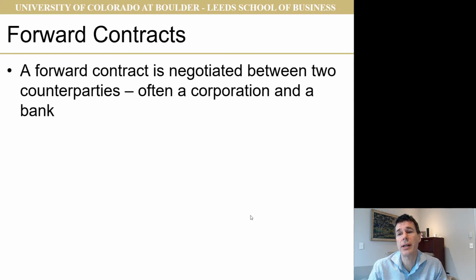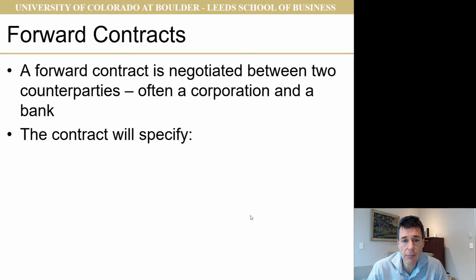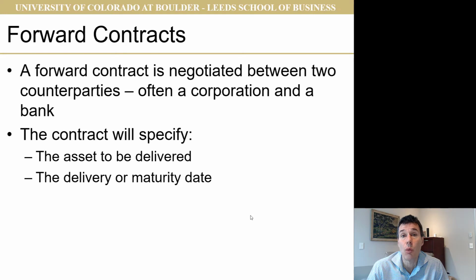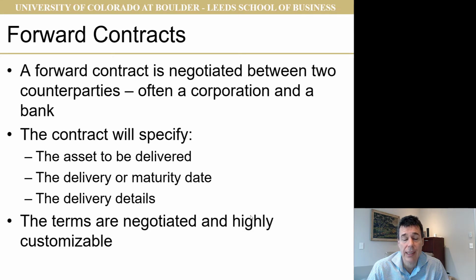So a forward contract is negotiated between two counterparties. It's often a corporation and a bank, but it might be two banks, it might be two corporations, but two counterparties. And the contract specifies what's going to be delivered, when it's going to be delivered, how it's going to be delivered, and of course, at what price. Now, the terms are negotiated between the two counterparties, and they can be customized as much as one likes.